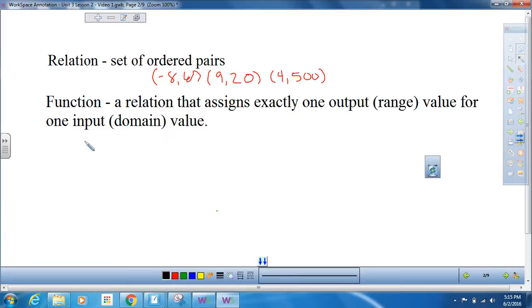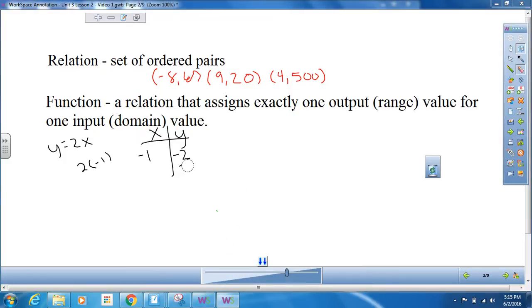So remember, you have a function like y equals 2x. Every time you put in -1, what are we going to get? -2. You only have that one output for -1. You're only going to get -2.